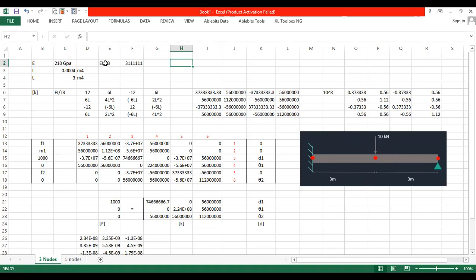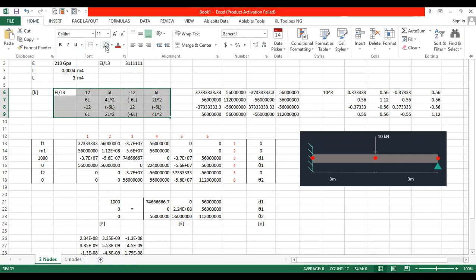So you remember the stiffness matrix had some constant alongside the matrix, EI over L cube, right? So I'm calculating EI over L cube, where E is 210 into 10 to the power 9, because gigapascal, and I'm considering everything in Newton and meter. Okay, so this is EI over L cube, L to the power 3. This is the value, and this is the stiffness matrix. Okay, you remember.